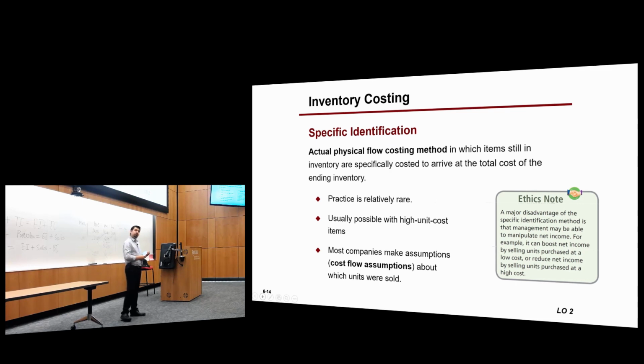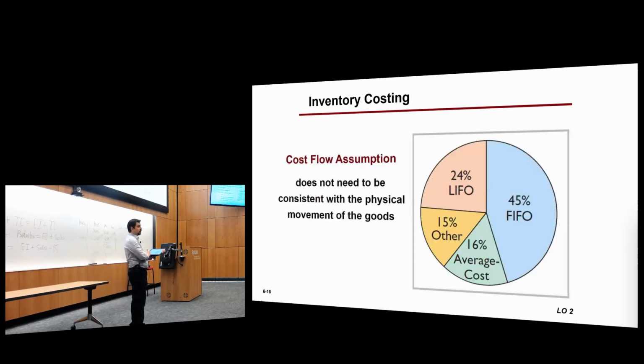This is what we call the actual physical flow of goods. Okay, this is the exact TVs that were sold. Most companies don't use this one, again, because it's more costly. And this chart here shows you basically what companies use. Most companies use FIFO. You also have a lot of people who use LIFO and the average cost.